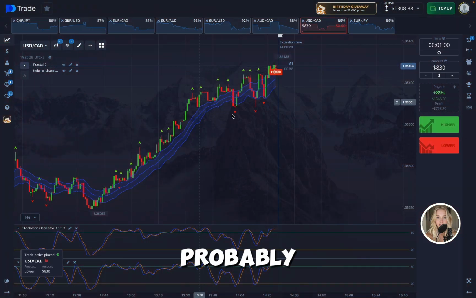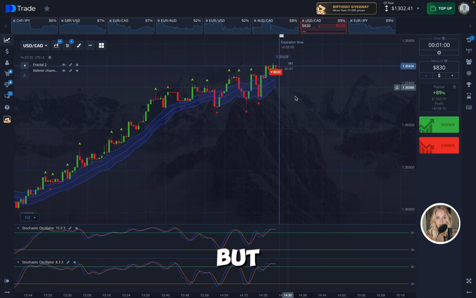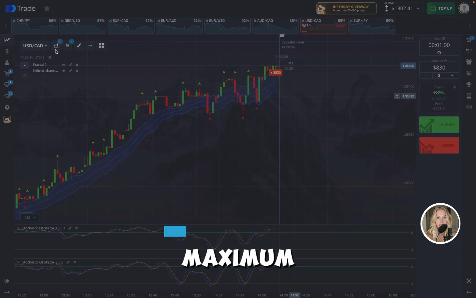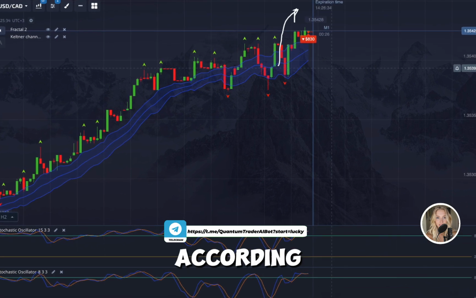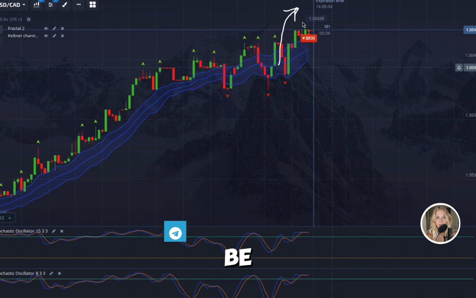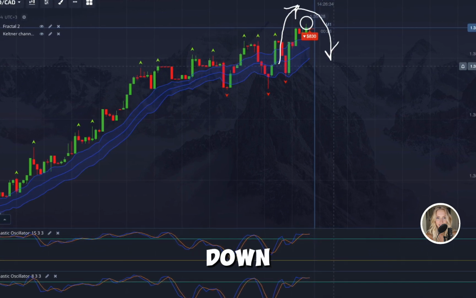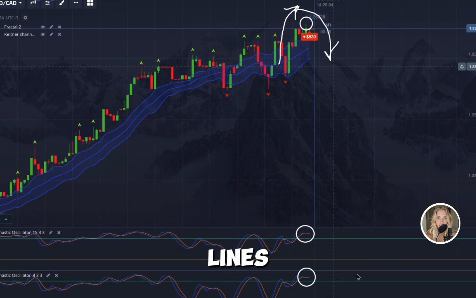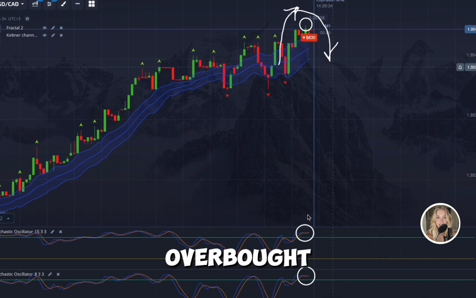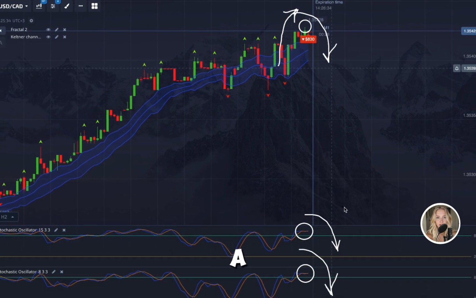And here I will probably open a downside deal, already against the trend, but here I have a new local maximum forming. In this movement, there was also an exit to the outer part of the channel indicator. Here, according to its logic, the fractal should be updated, and the further dynamics of the movement should go down. I am also watching, due to the behavior of the oscillator moving lines, they are all in the overbought area, so I will expect a slight pullback down for about a minute or two.